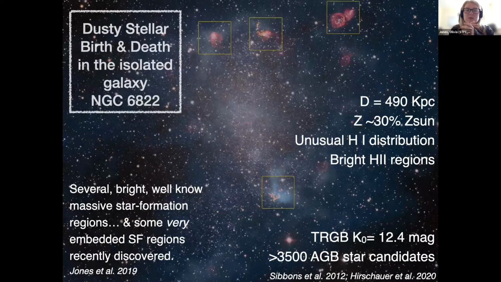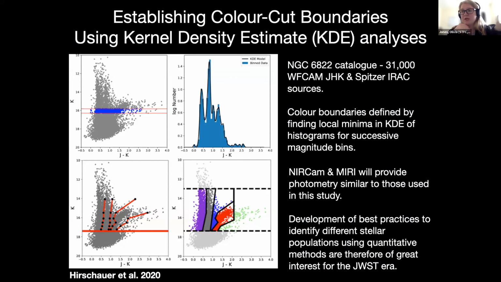So NGC 6822 is a nearby galaxy. It's isolated though compared to the Magellanic Clouds, so will have very different evolved star populations. And why we're interested in this is there's star formation going on and evolved stars. And Alec Herscher has been doing a lot of work using what we know from JHK and Spitzer data to find a new method using kernel density estimations to separate infrared stellar populations. And so we want to try and use this method of using the KDE minima to work out color boundaries rather than using just straight lines and by eye observations. So I'm very excited for using this method, given the large amount of JWST filters we have.